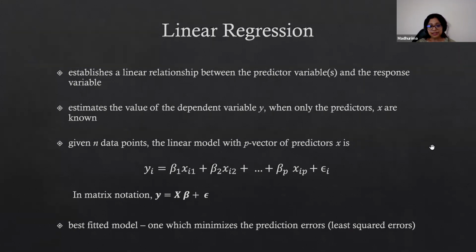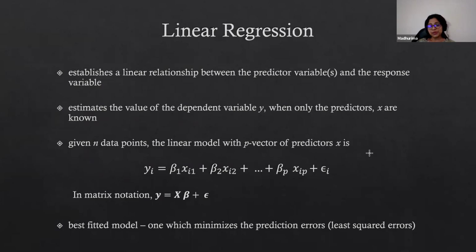And this can be represented in a matrix notation as well. For those who are aware of matrix notations, it is just big Y matrix equal to X and then beta matrix plus epsilon matrix. It's just a much more compact way, when we go to higher dimensions, of how we would write this in matrix notations. And the best fitted model is the one which reduces this error, which is the epsilon. And for linear regression, we generally work with the least squared error.